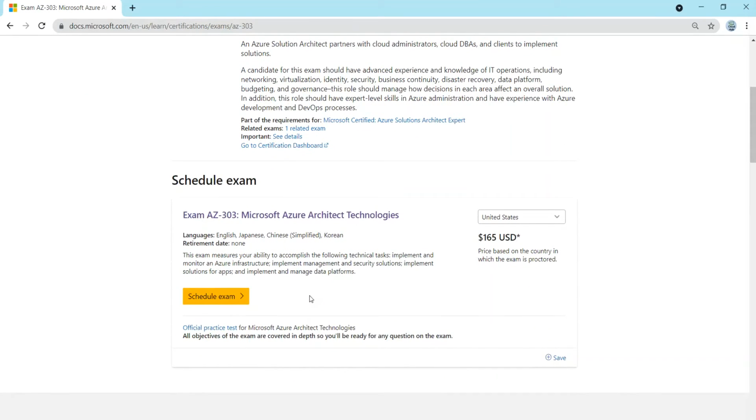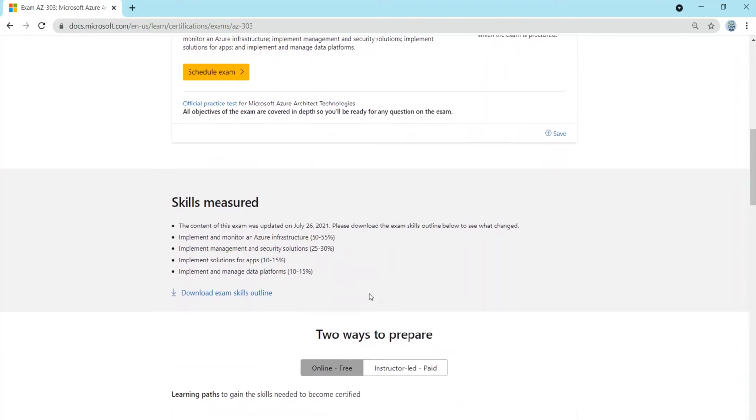So you can schedule the exam, and the cost of the exam is $165. Normally for Azure Architect they charge $165 for each of AZ303 and AZ304 as well. Coming to the skills measured, you could see the content of this exam was updated on July 26, 2021. So normally when you prepare for your exams, come to browse certifications and look for the skills measured and when it was updated. That might help you to stay up to date for taking your exams.